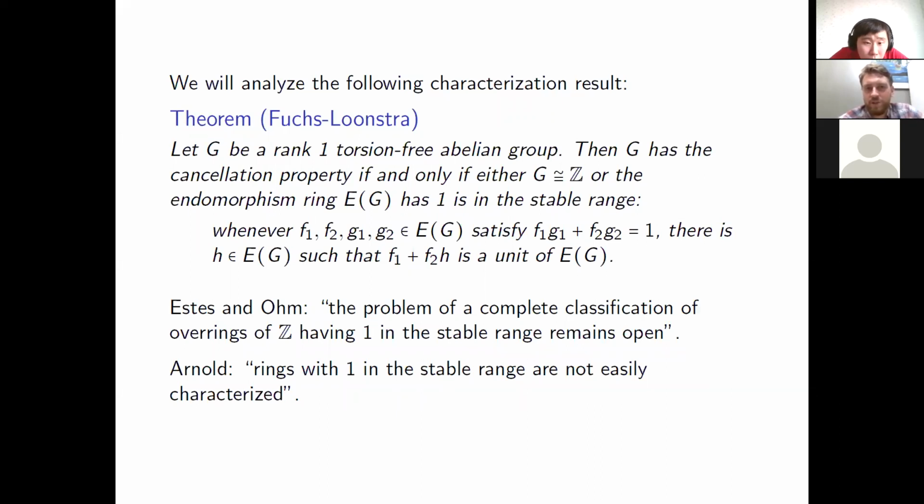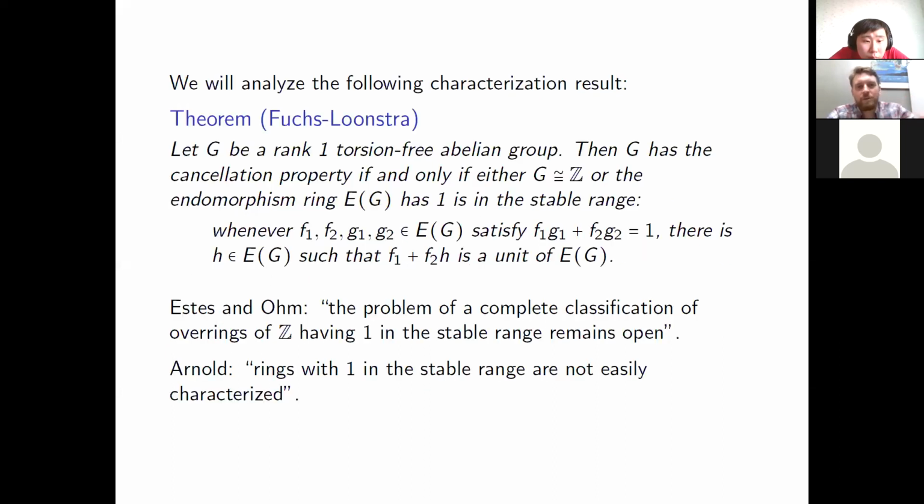And G has the cancellation property if either it's the integers, which is somehow a special case, or it's got this relatively complicated property, which is that the endomorphism ring has 1 in the stable range. And there's this definition which says, every time you have these elements, there's this other element, and so on. There's obviously lots of group theory going into why this is true, but this is a relatively complicated classification. And in the literature, people aren't really happy with it. People are even saying either they're not easily characterized, or, like Eklof and Mekler, actually say this problem is still open. This characterization is not a solution of the characterization problem.